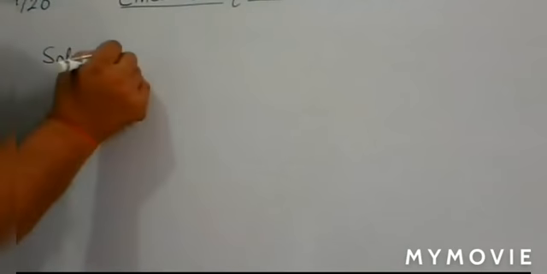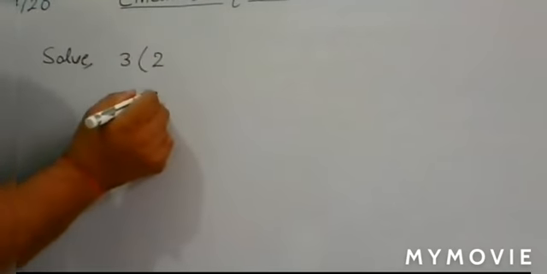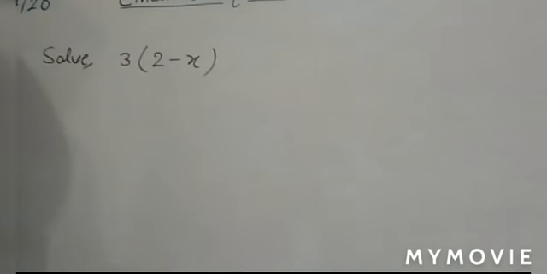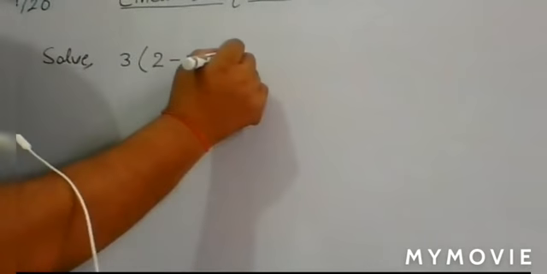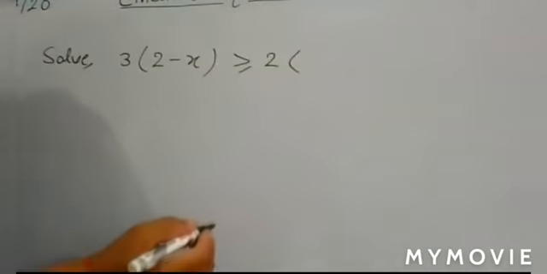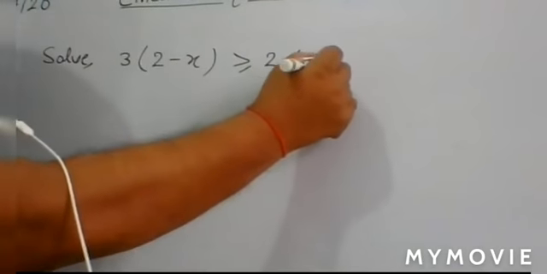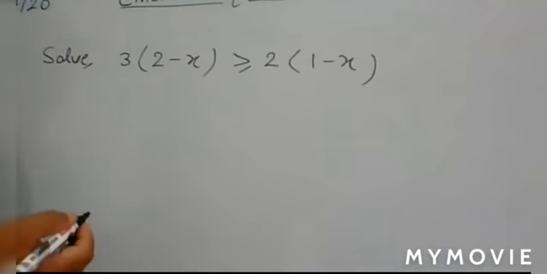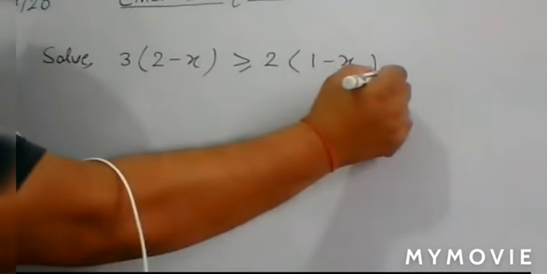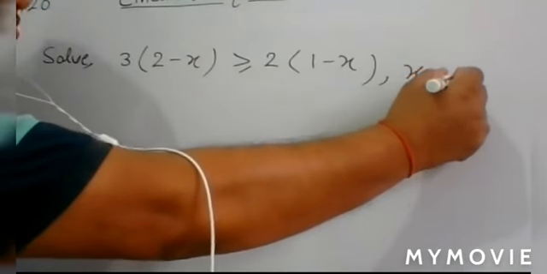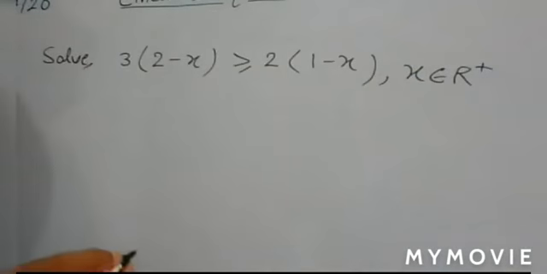Solve 3 times of 2 minus x greater or equal to 2 times of 1 minus x. And here it is given x belongs to R plus. What does it mean? x is a positive real number. R plus means x is a positive real number.